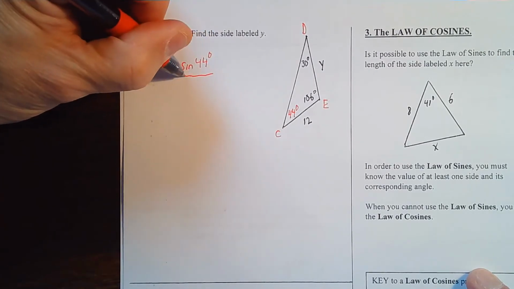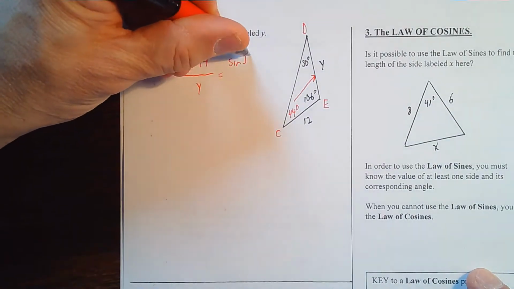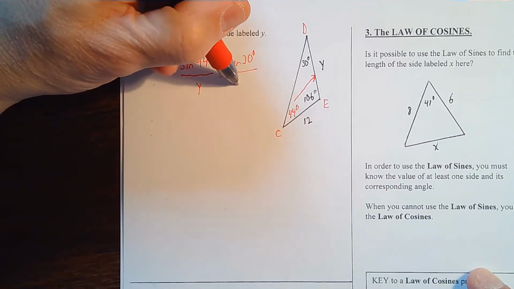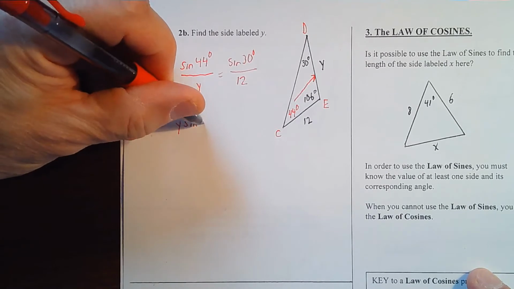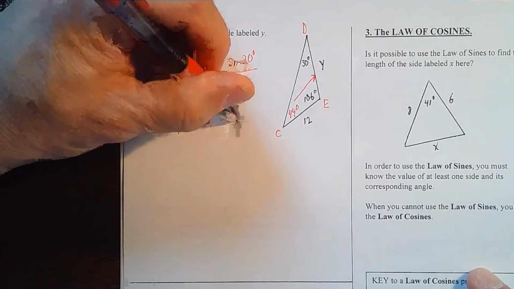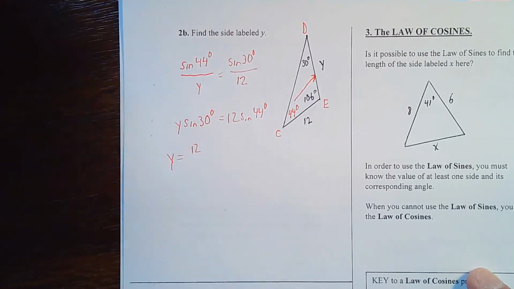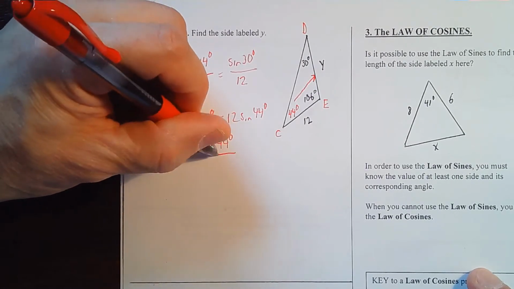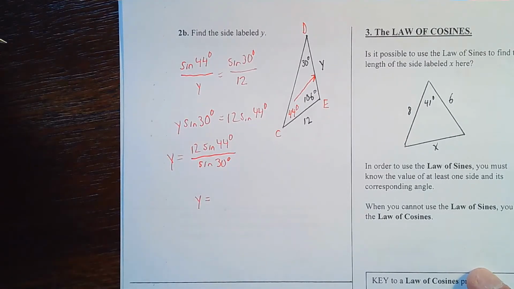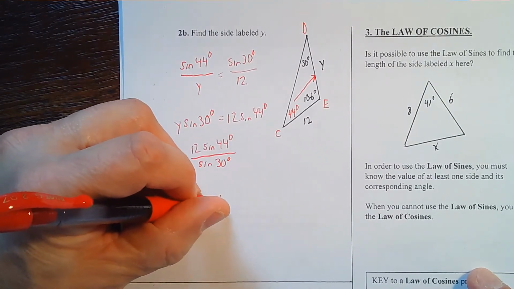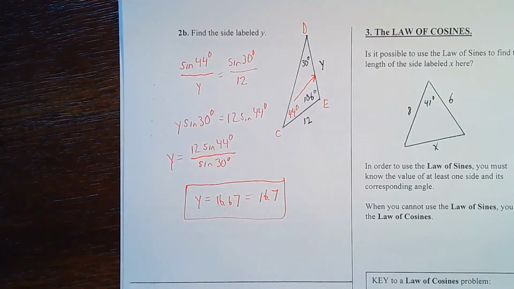So sine of 44 degrees over y, the side opposite it, is going to be equal to sine of 30 degrees over the side opposite it, which is 12. Cross multiply, y sine 30 degrees equals 12 sine 44 degrees. Divide by sine 30, you get y equals 12 sine of 44 degrees over sine of 30 degrees. And when you run that through your calculator, you should get y equals 16.67, and we'll round that to 16.7 like so.